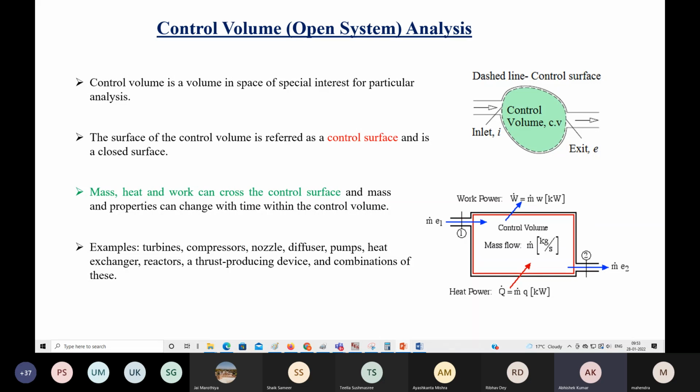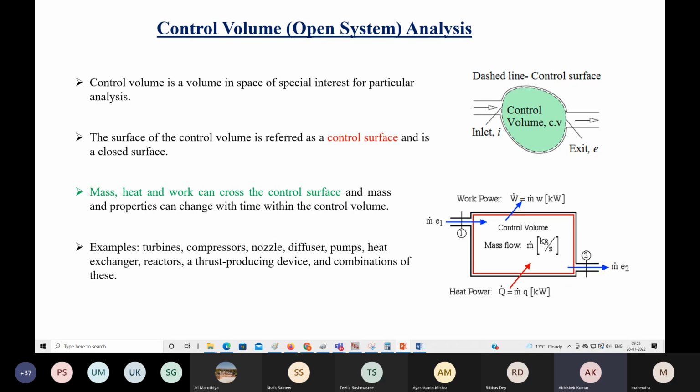So let's move to the next chapter, that is about applying first law analysis to the control volume. Here we are solving our continuity equation and energy equation. You know what is the control volume. Control volume means open system.